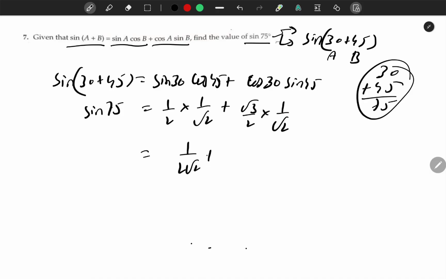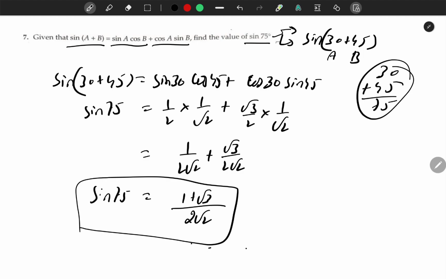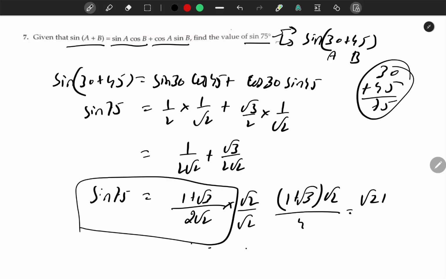So 1 by 2 root 2 plus root 3 by 2 root 2. The denominator is the same, 2 root 2. It is 1 plus root 3. Sin 75 is root 3 plus 1 by 2 root 2. Or if we go for rationalizing it, multiply by root 2 by root 2, it is 1 plus root 3 into root 2 by 4, or root 2 plus root 6 by 4.